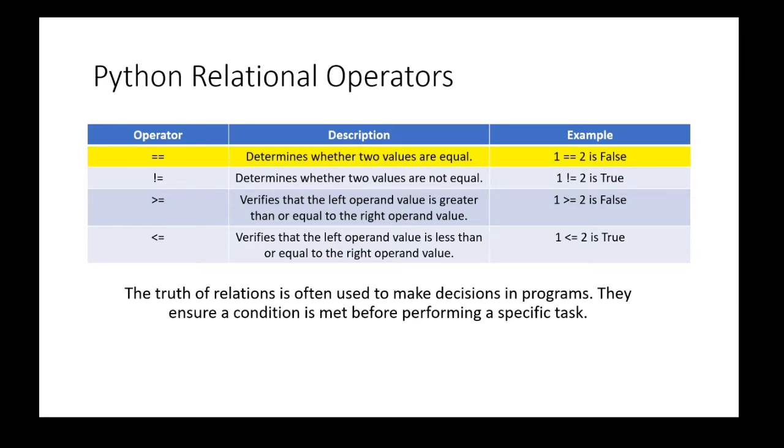The first one, the double equal sign, determines whether the two values, one on the left of the double equals and one on the right of the double equals, are equal. We can see in our example, 1 definitely isn't equal to 2, therefore the output will be false. The second relational operator is not equal. This determines if whatever's on the left of the operator is not equal to whatever's on the right. So we have here in our example that 1 does not equal 2, and this is obviously true.